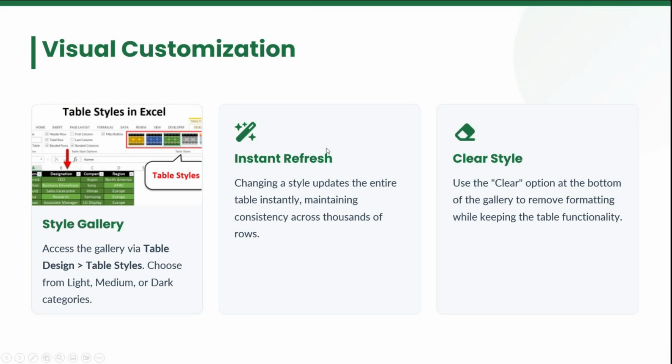So you can also instant refresh. Changing a style updates the entire table instantly, maintaining consistency across thousands of rows. Even if you had millions of rows, guys, in Excel I think you can have just over 1.2 million rows, and then you can't go further down. But basically, it goes on forever, and you can instantly change the whole style. You can also clear your style. You use the clear option at the bottom of the gallery to remove formatting while keeping the table's functionality.